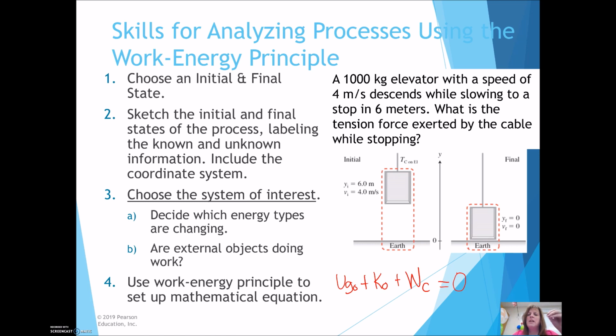So all the work being done by that tension force is going into taking all of the energy out of the system. We're transferring it all out. And now, if we want to solve this, we do mgh plus 1/2 mv squared plus the tension force times the distance it travels, set that equal to 0. That's the equation we have right there, and solve for tension force.